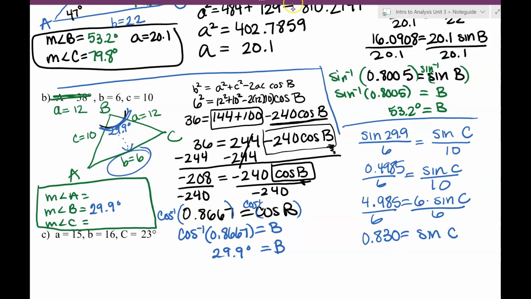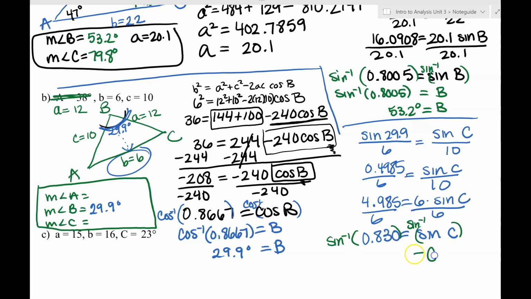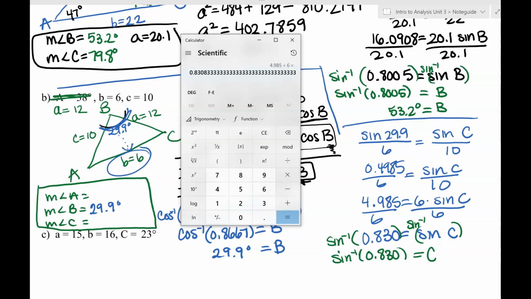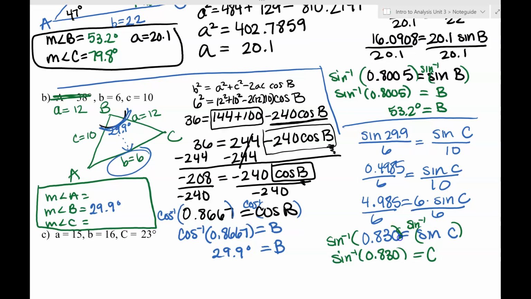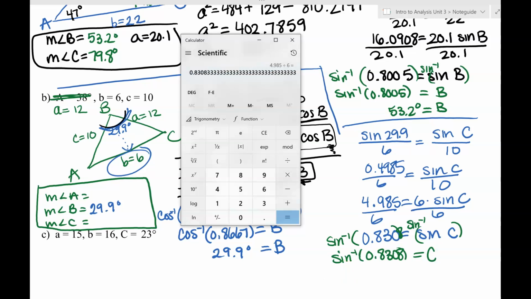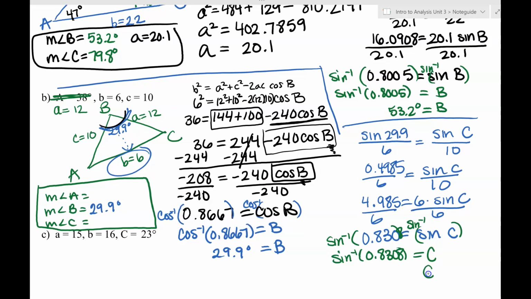And again, when we're solving for that angle, we're back at the place where our last step has to be to take the inverse sine of both sides of the equation. So angle C will equal the inverse sine of 0.8308, which is 56.2 degrees. So angle C will be 56.2 degrees.